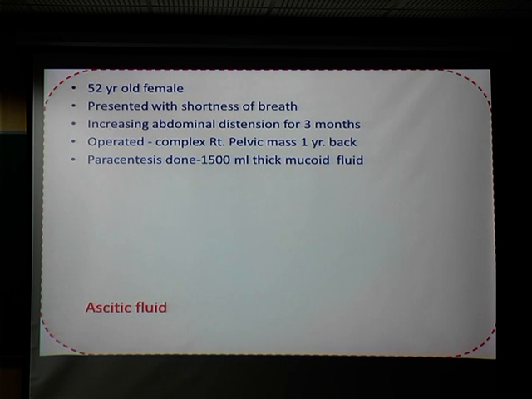Now just coming to the first case. This is a 52-year-old female presented with shortness of breath and increasing abdominal distension for 3 months. She is a known case, operated for a complex right pelvic mass 1 year back, and she has come again with massive ascites. Paracentesis was done in this patient. 1500 ml of thick mucoid fluid was removed.